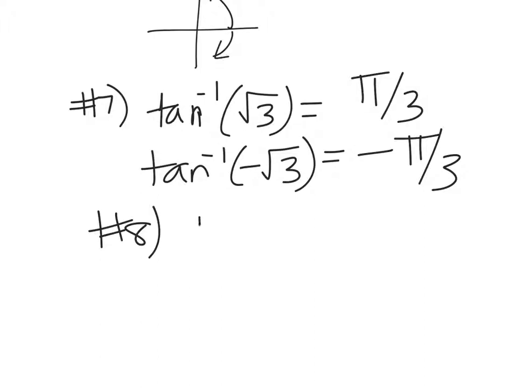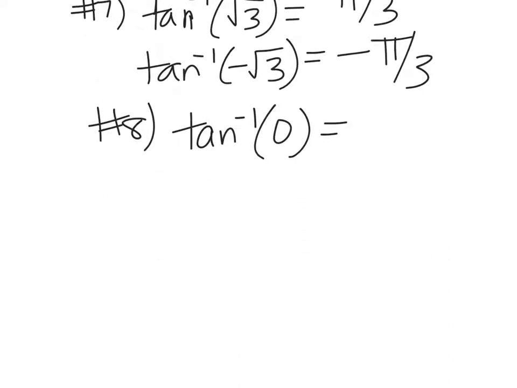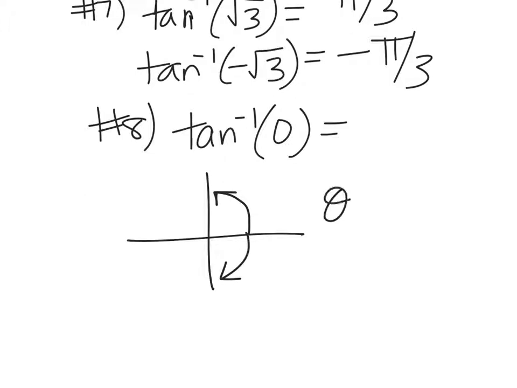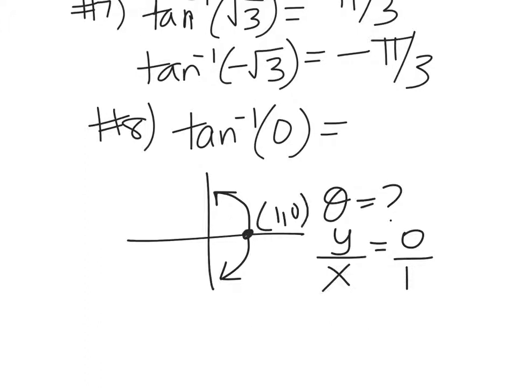Let's do one more of these. Tan inverse of 0. Here's how I go about this problem. I know that my answer is going to be from here to here, and I need to find what angle gives me a y over an x where the y is 0 and the x is 1. That's right here at the point (1, 0). What angle is that? 0 radians. Don't say 2 pi, because 2 pi is not in our range of negative pi over 2 to pi over 2. The answer is 0.